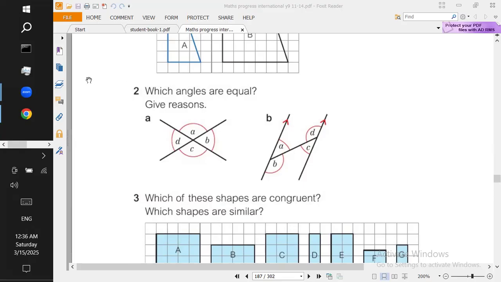Here, we talked about this before. We said that when we have two parallel lines, the angles that make the letter Z are alternate and they are equal. So C is equal to A and B is equal to D. So basically, if they are alternate, they are equal. And that's the idea of this question. Now, let's move on to the next question.